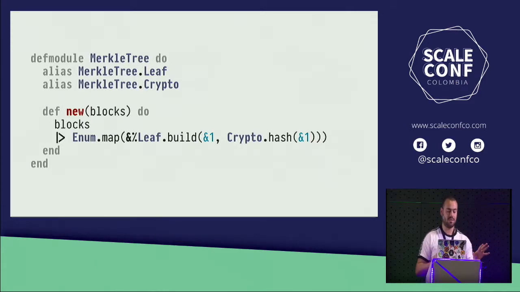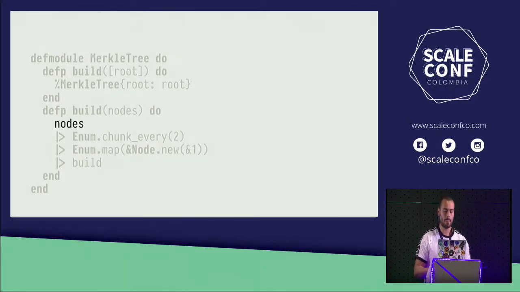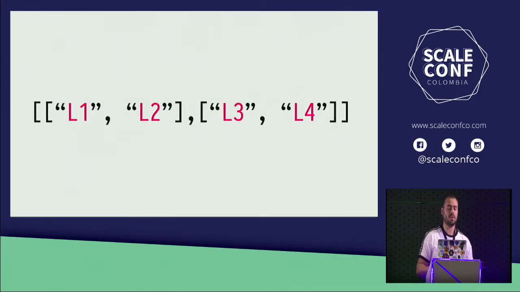So we have this new function that is yielding a list of leaves at this point. We'll have to extend this function to return us the Merkle root. And for that, we'll have a new function, build, that is receiving a list of nodes. We are chunking the list of nodes every two elements. So as you saw earlier, we have a list of things, in this case, a list of strings. And if you chunk every two elements, we'll have something like this. We'll have a list of lists with two elements, or a list of pairs of nodes.